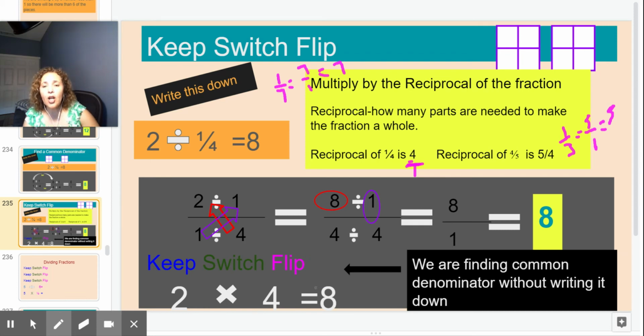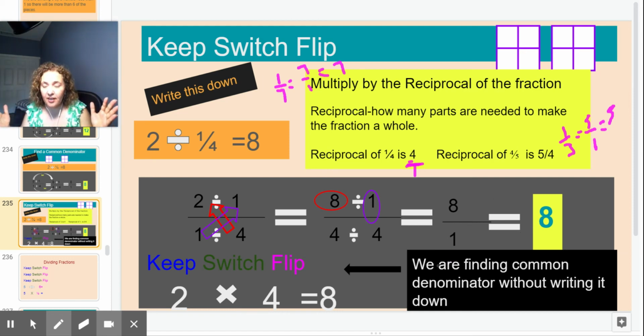Okay. So the logic behind it is we were finding a common denominator, right? My common denominator was 4. In essence, what am I doing? 2 times 4, right, is 8. 1 times 1 is 1. So 8/4 divided by 1/4, 8/1, which is equal to 8. Did I rock your world?